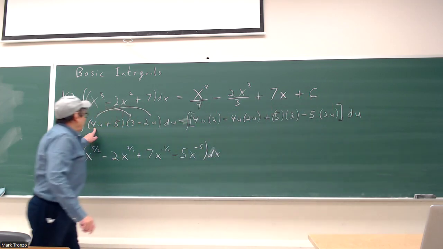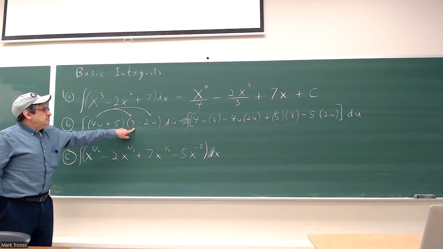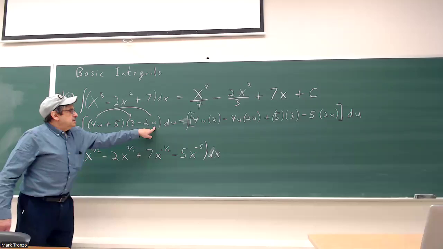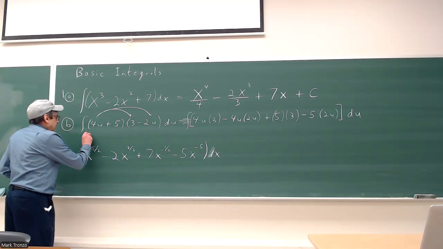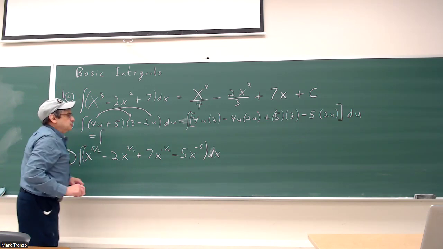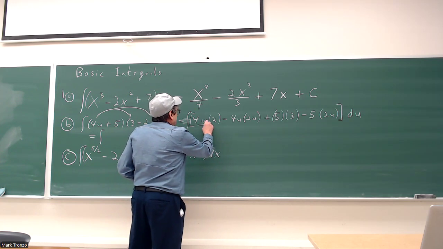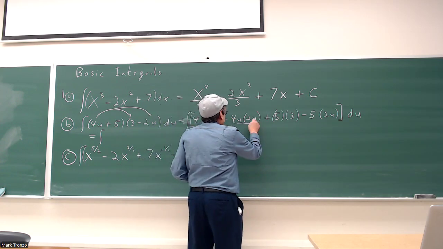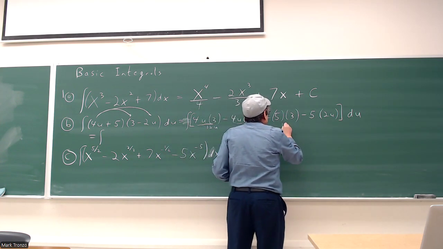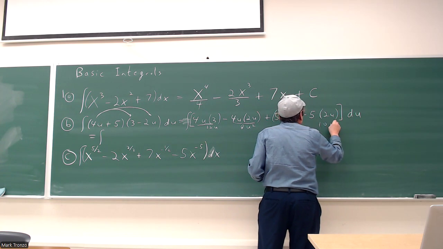Again, I just took 4u times this, 4u times this, 5 times this, 5 times this, and we want to simplify this a little bit. Hopefully I can squeeze it in here. So here we're going to have 12u, and this is going to be 8u squared. This is going to be 15, and this is going to be 10u.